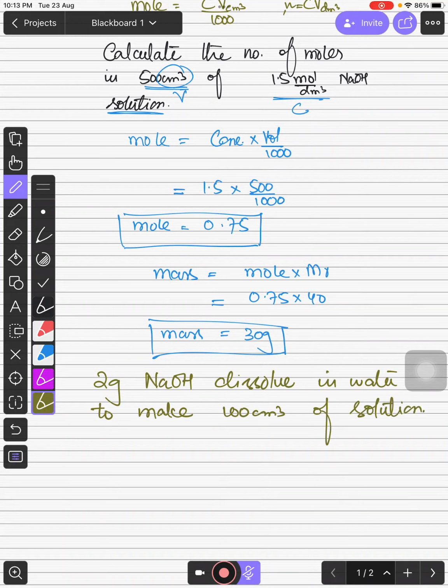That's not a big deal for you. You know that, we know that sir, moles is actually mass over MR, right? So mass over MR क्या हो गया भाई, 2 divided by 40. What is the number of moles बच्चों? 0.05.